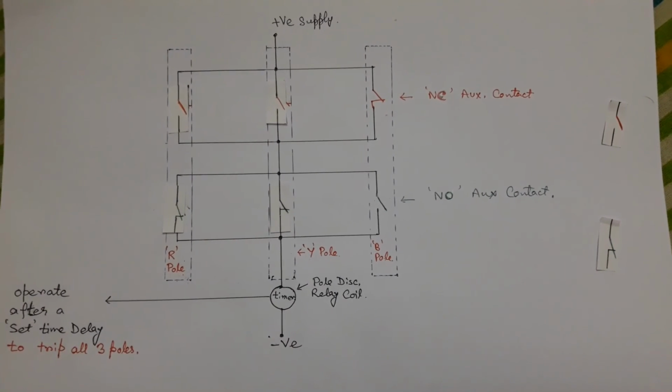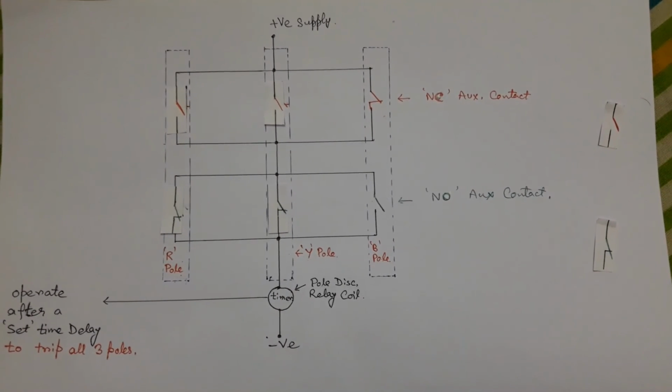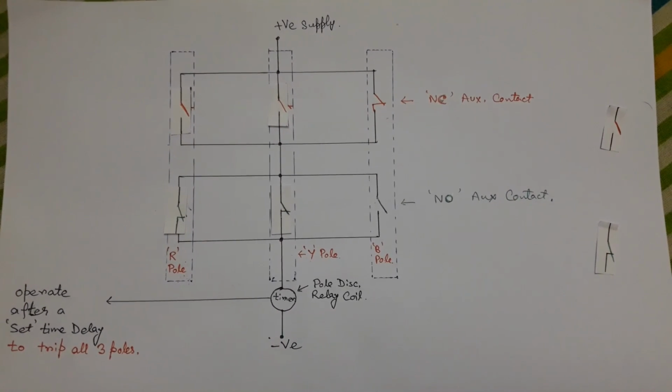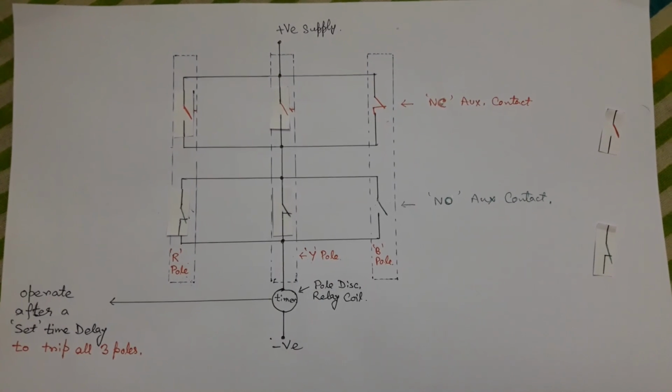Otherwise, during the single phase auto reclose cycle, this pole discrepancy relay may maloperate and this can result in unwanted 3-phase tripping of the feeder bay. Hope you understand this topic.